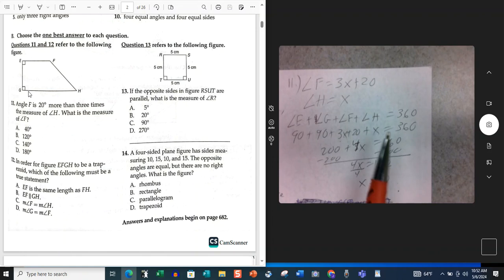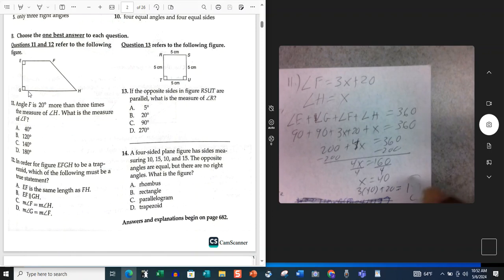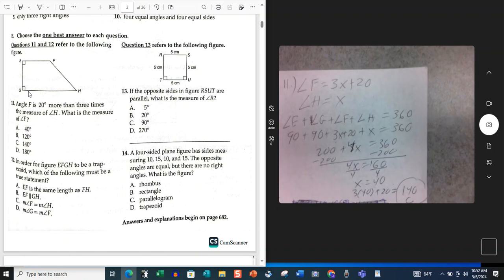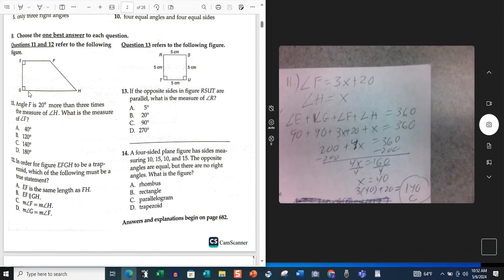Now remember, x is angle H. To find angle F, we would have to take 3 times 40 plus 20. 3 times 40 is 120 plus 20 is 140. So our final answer here would be C. So it'd be 140. Okay, so now we took care of problem number 11. Now we look at problem number 12.